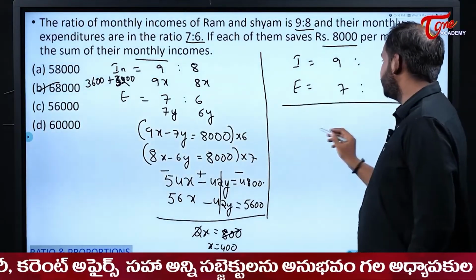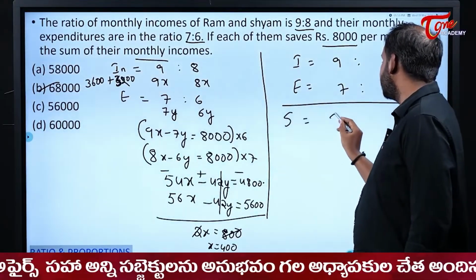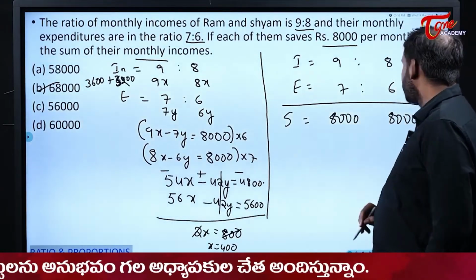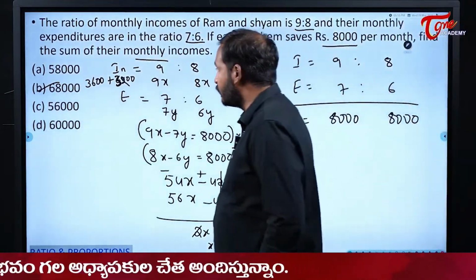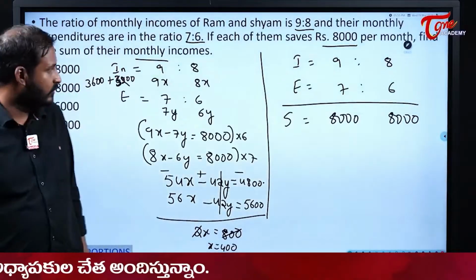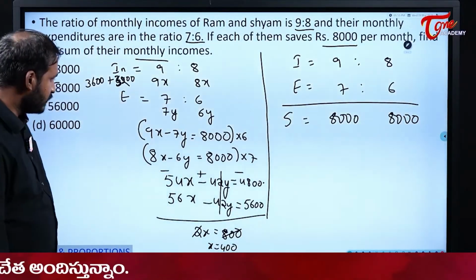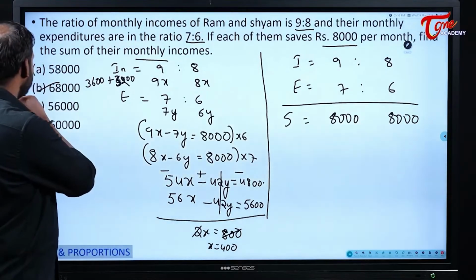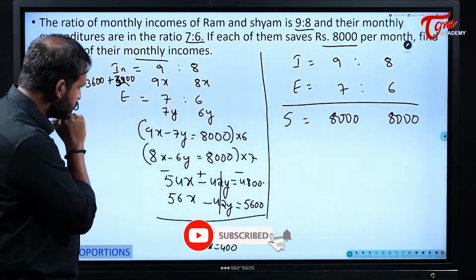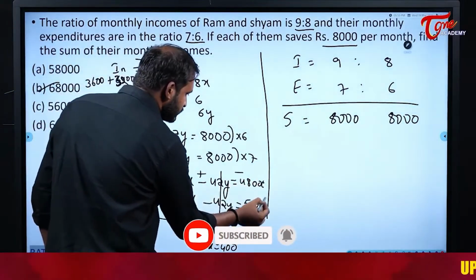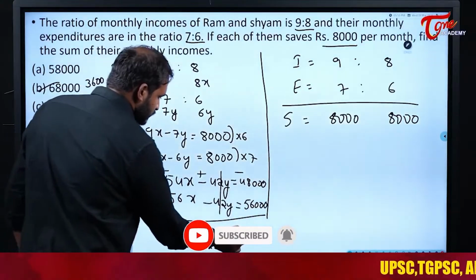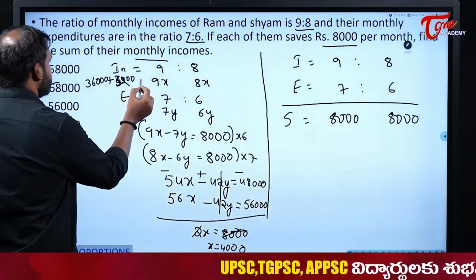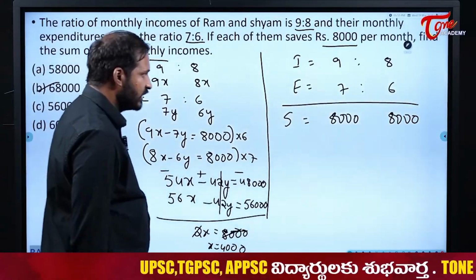And both are saving the same amount, that is 8,000 each. Okay, I think some zeros are in excess here, students, or else, sorry, here you will get 48,000, 48,000. So here you will get 36,000 and 32,000, so overall 68,000, that is fine.